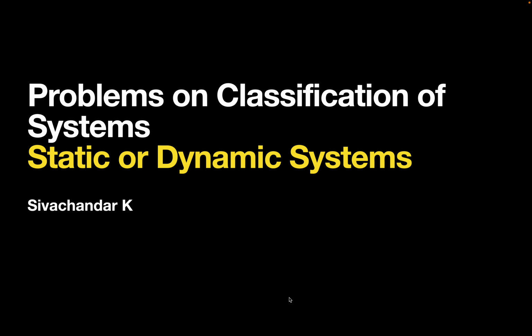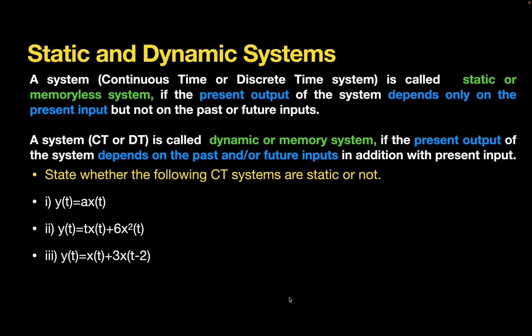Hi all, this video will cover problems on classification of systems, especially static and dynamic systems. A system is said to be static if the present output of the system depends only on the present input. Otherwise, the system is said to be dynamic.